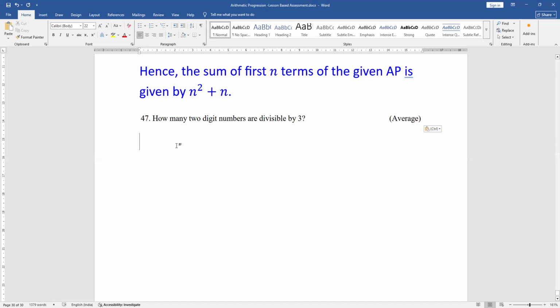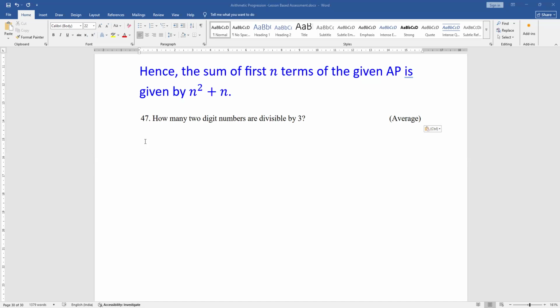Now I move on to 47th question. How many two-digit numbers are divisible by 3? So now they're asking you two-digit numbers. So what are the two-digit numbers that are divisible by 3? So we have 12, 15, 18, so on up to 99.